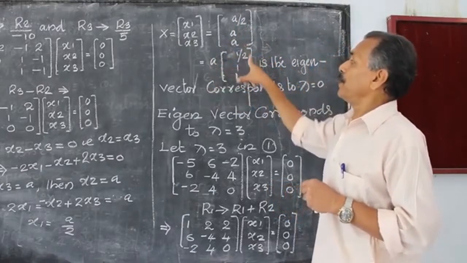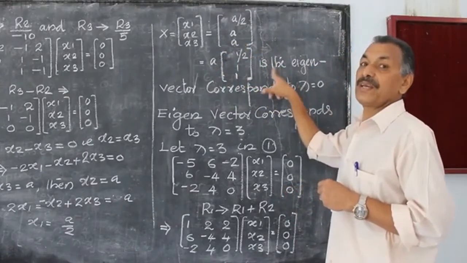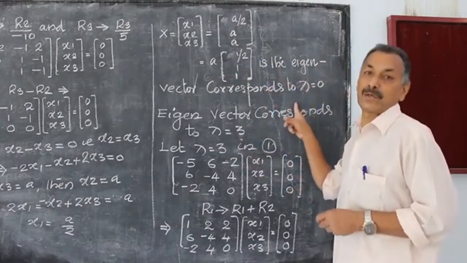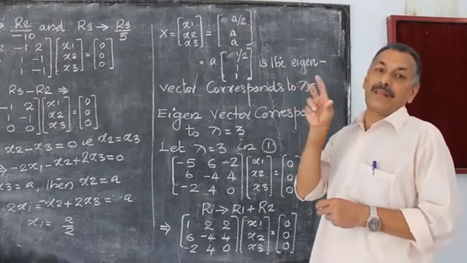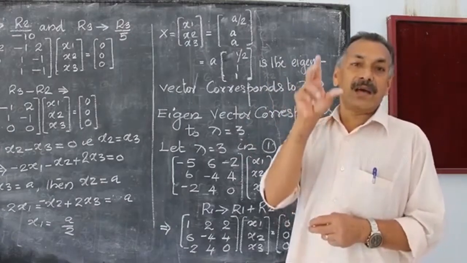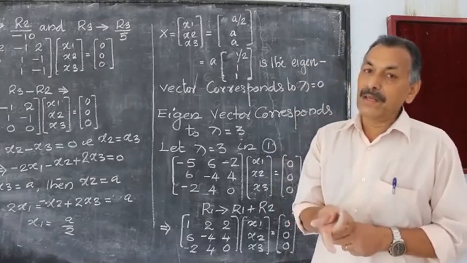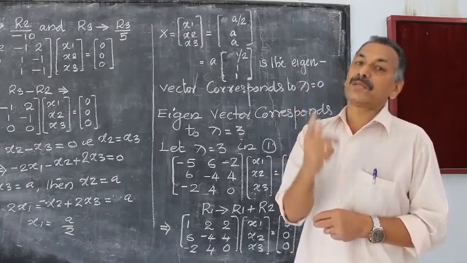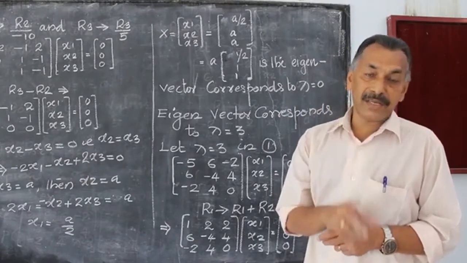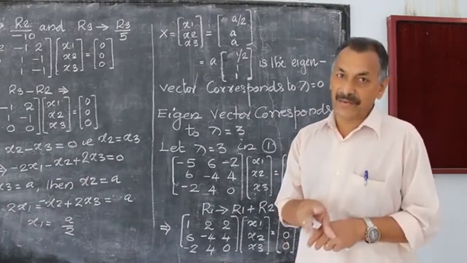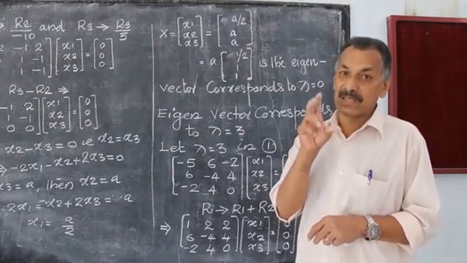So a into 1 by 2, 1, 1 is the eigenvector corresponding to lambda is equal to 0. And then the characteristic polynomial equal to 0 is the characteristic equation, and its solutions are the eigenvalues or characteristic roots.